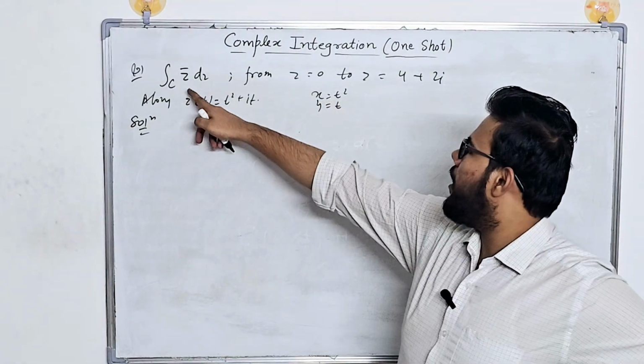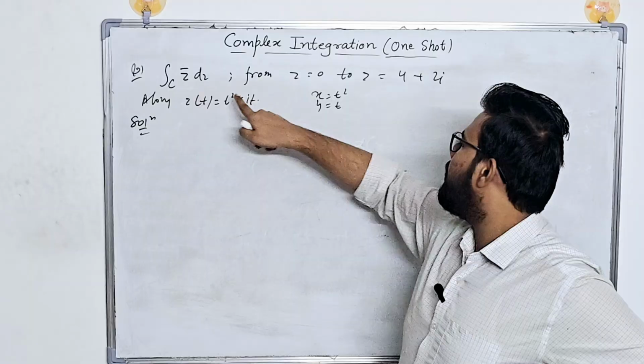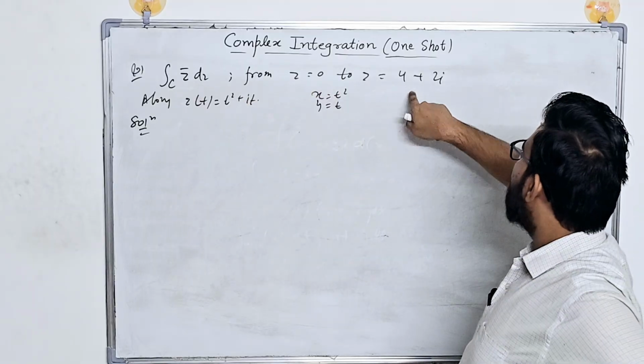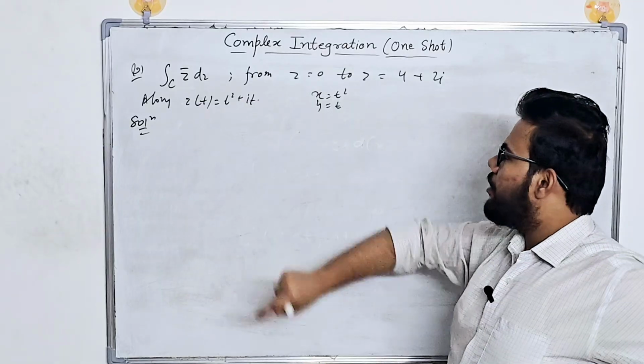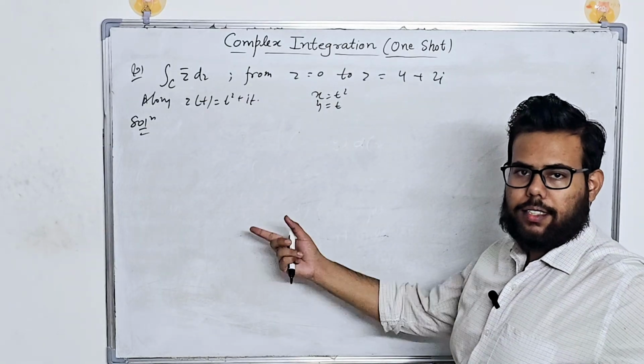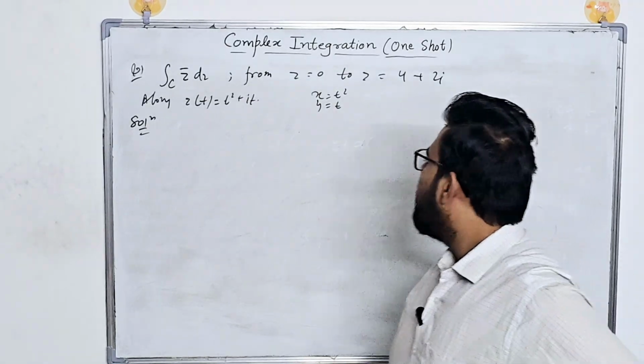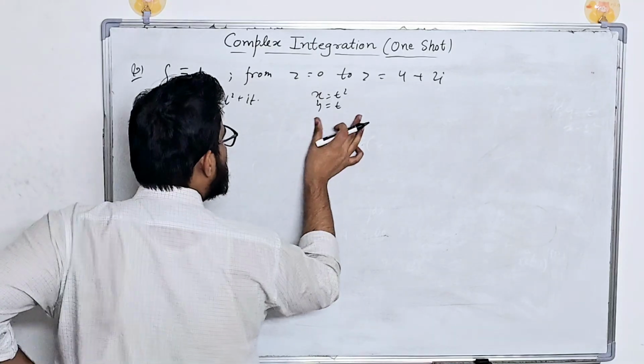Okay, so now let's solve this question. It states we have to find this complex integration from z equal to 0 to z equal to 4 plus 2i along z of t equal to t square plus iota t. So we are given this curve.